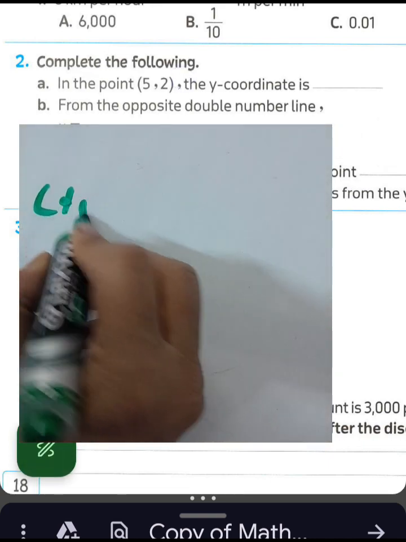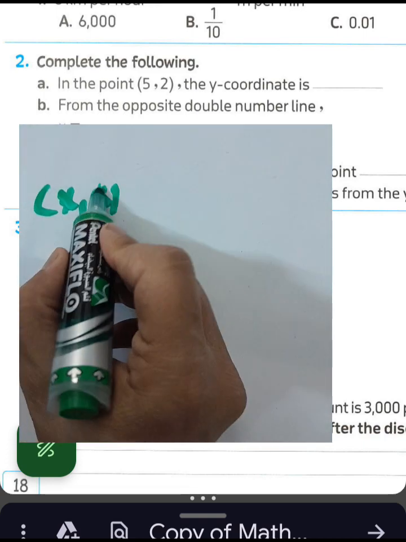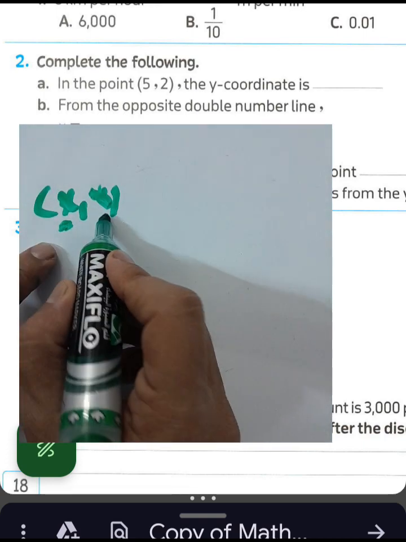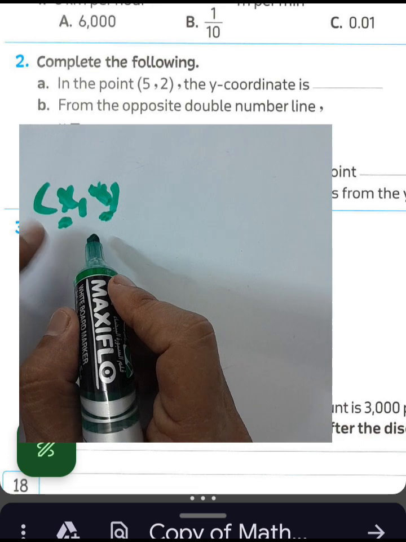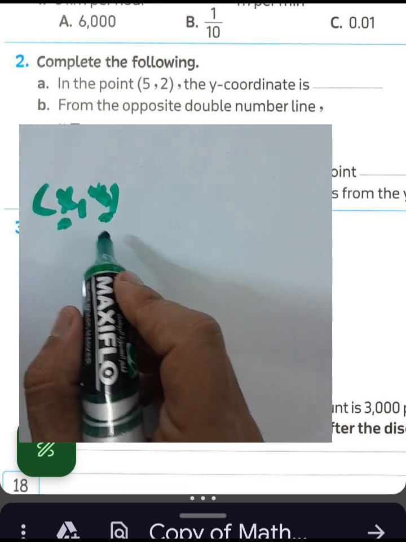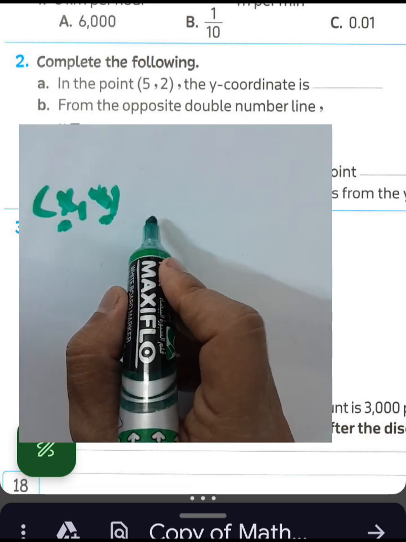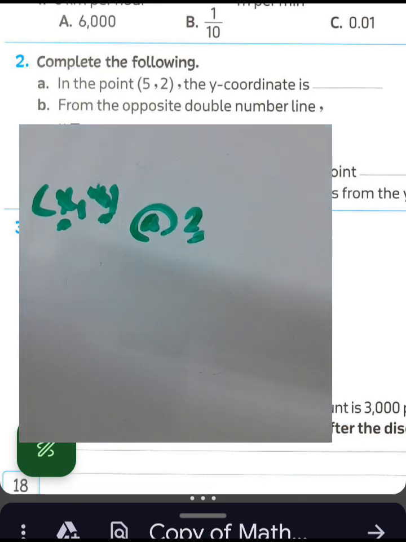Question number 2. Complete the following. In the point (5, 2), the y coordinate is what? He asked about the y coordinate. The y coordinate here will be 2, because any point consists of x and y. X is the first coordinate and y is the second coordinate. Then the y coordinate here will be 2. The result here will be 2.